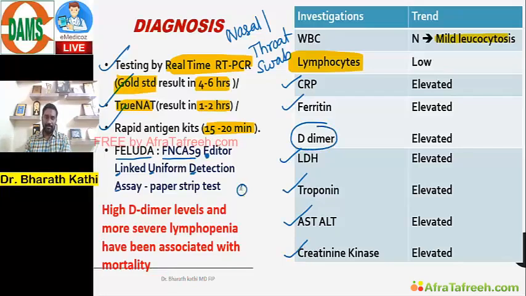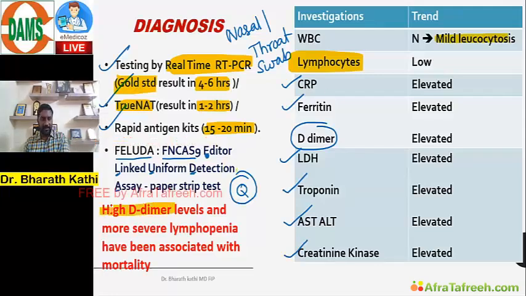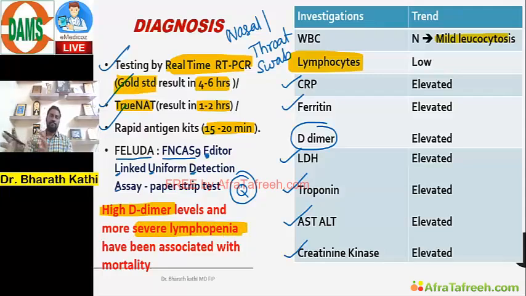And a very important question, out of all this, which has some significance in mortality? High D-dimer levels and more severe lymphopenia have been associated with mortality. So if you find patients with very high D-dimer levels and more severe lymphopenia, there are more chances of mortality.